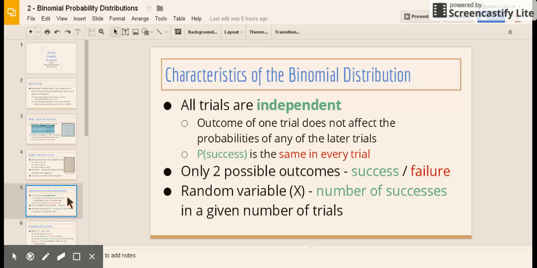The probability of rolling a 2 on a die is 1 in 6 every single time I roll it, all right? There's only 2 possible outcomes. Either I get a 2 or I don't get a 2, all right? So I'm not concerned with each of the different results on the die, only the one I'm looking for happening or not happening, all right? So my random variable called x is the number of successes in a given number of trials. So I'm not just rolling the die necessarily once. I might be rolling that die 5 times, and I want to know how many 2s I get in all of those rolls.